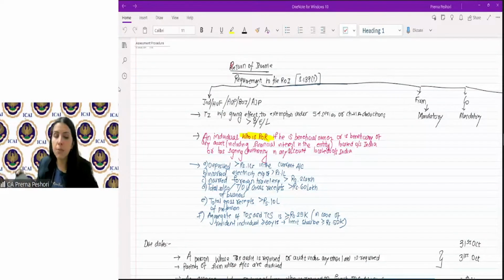Okay, so let's proceed further. Today we are going to start with section 148, the reassessment. And then of course we'll move to the faceless assessment part also. But first we are going to talk about the reassessment. Now this is the assessment that you have looked at, the normal assessment that we have looked at till now.